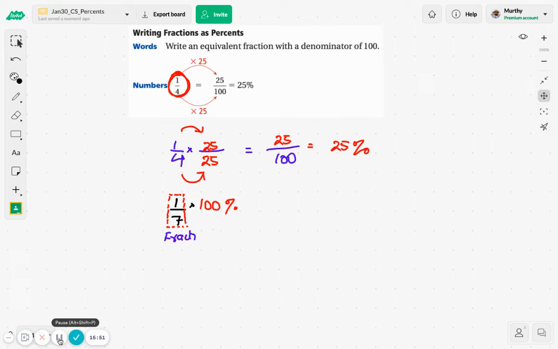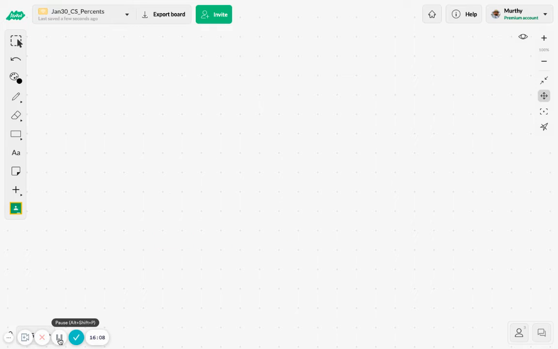Whatever the fraction is given, that is to be multiplied by 100, then you get the percentage. Okay, right. Any questions on this? If you have any questions, please email.